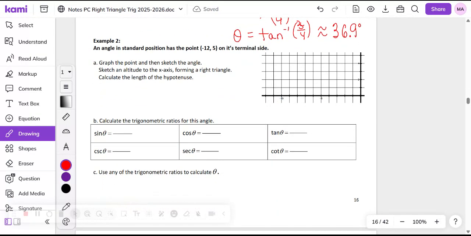So example number 2, we have an angle in standard position. So again, it would start here, and it has a point (-12, 5) on its terminal side. So negative 10, 11, 12, 1, 2, 3, 4, 5 is right there. So this is the terminal side. We will attach that back in here. This is the angle, but you can clearly see that the triangle is right here, because we drop our altitude, and now this is our right triangle. Okay, so we're going to call this theta right here, because that's inside of our triangle.